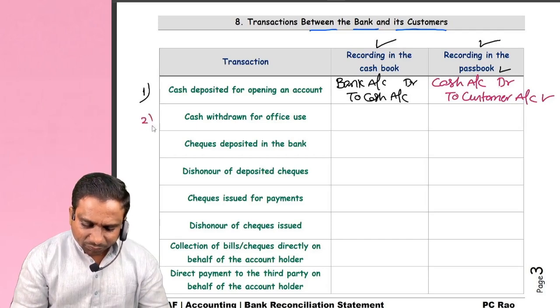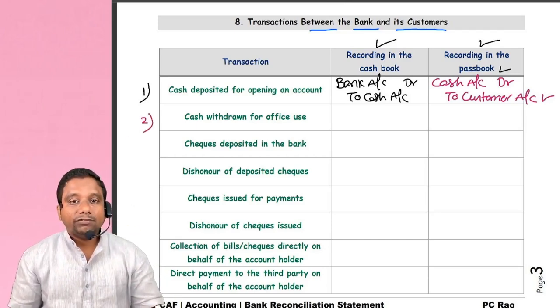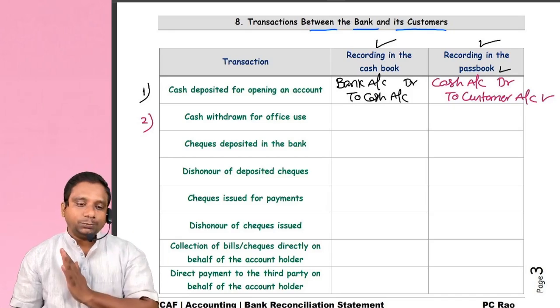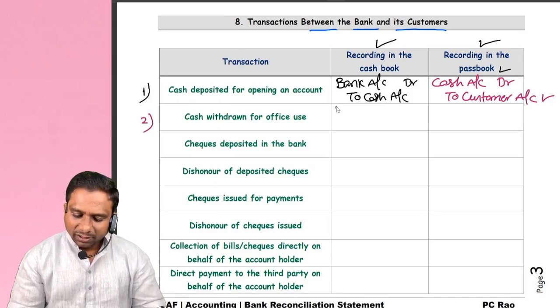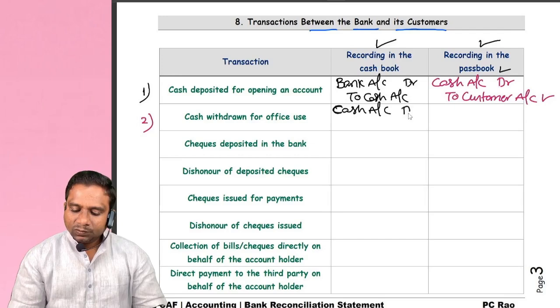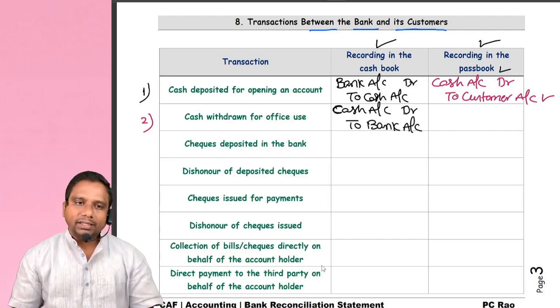Second transaction, cash withdrawn for office use. Then what is the entry we record? Tell me. We record the entry cash account debit to bank account, cash account debit to bank account.